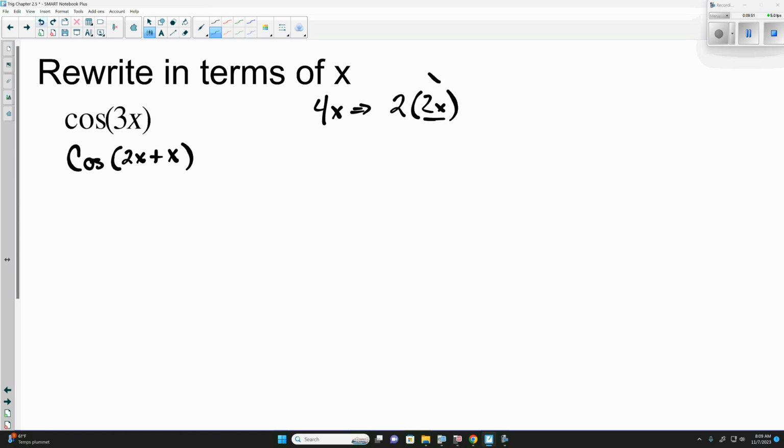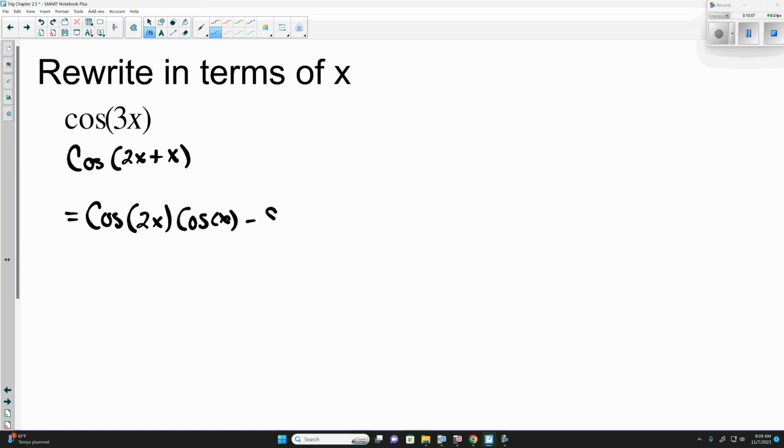But we don't have that. We just have this here. So to get 3x to be a multiple of 2x and x, we use the sum formula, which tells us that we have cosine of 2x cosine of x minus sine of 2x sine of x.